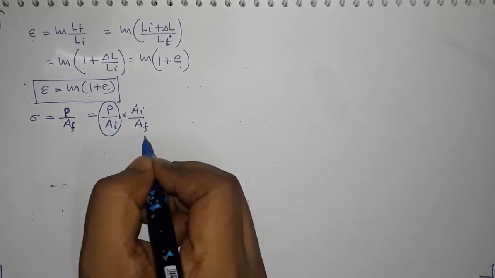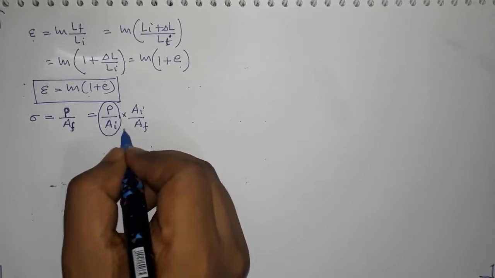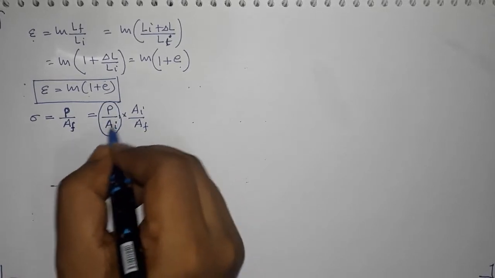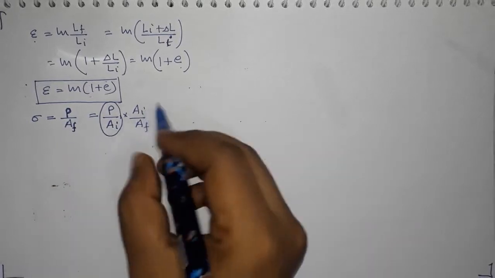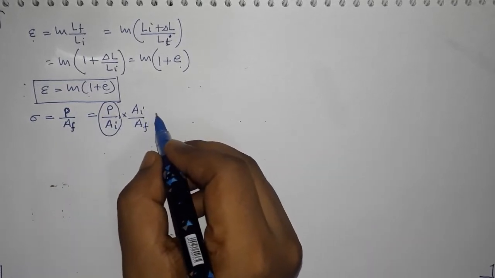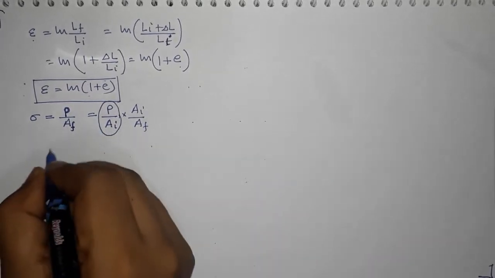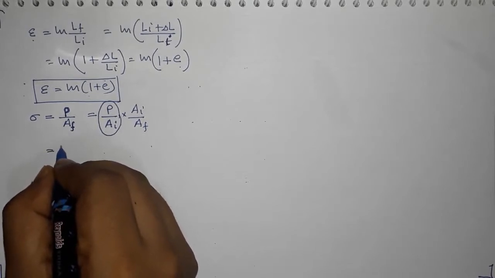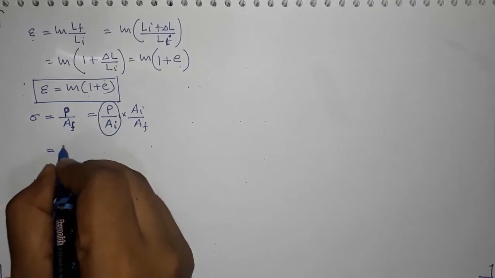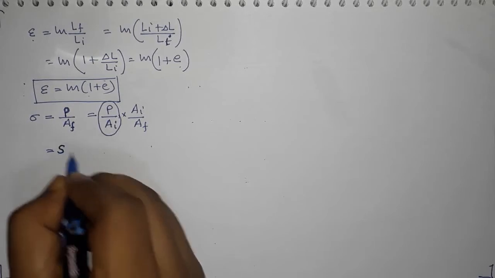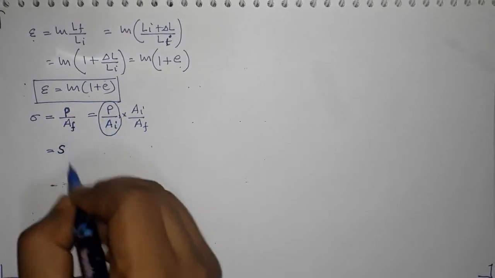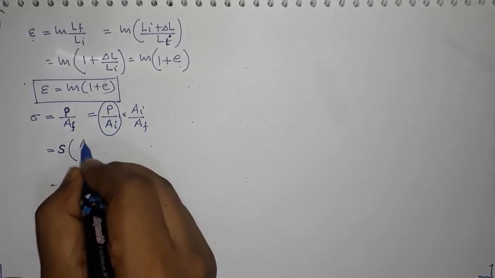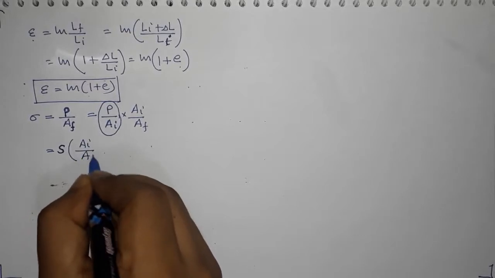Okay, so engineering stress takes the initial area and the load of the current value. Now this becomes what? Let me denote engineering stress by the symbol S. So this becomes S into AI by AF.